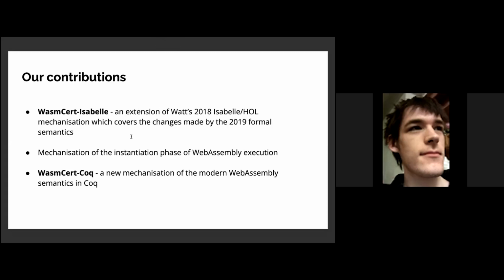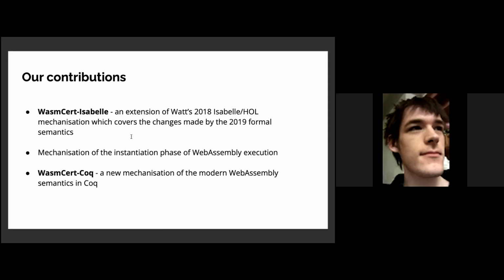So I'm presenting the following results today. First, WasmCert-Isabelle, an update and extension to the 2018 mechanization, which covers the refactorings and additions made by the 2019 W3C spec. In particular, I'm going to be talking about our new mechanization of instantiation. Instantiation is a linking and allocation phase of WebAssembly, which takes place before regular execution, and was not formalized by either the PLDI 2017 work on pen and paper or the CPP 2018 work in Isabelle.